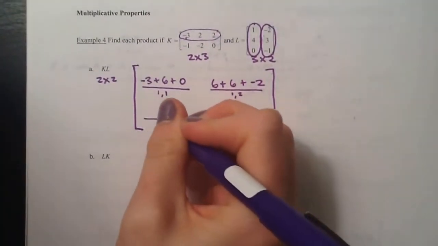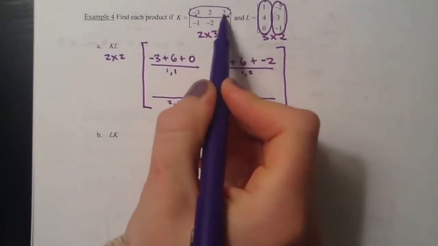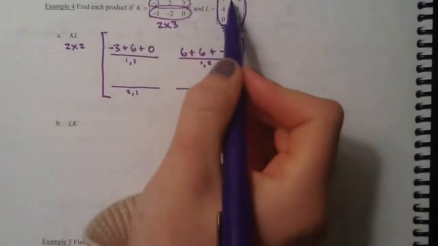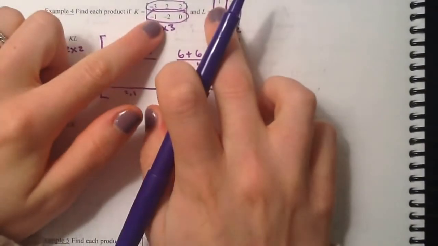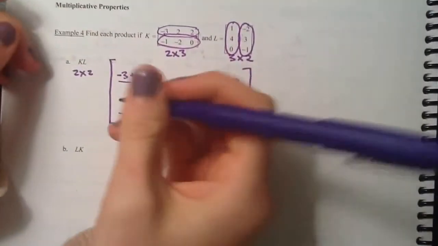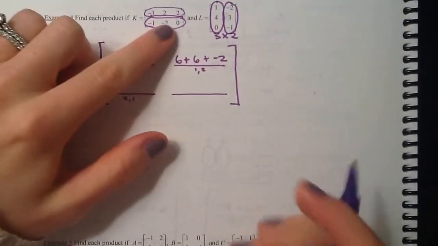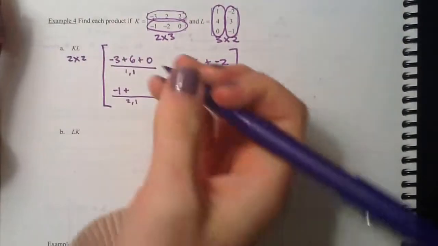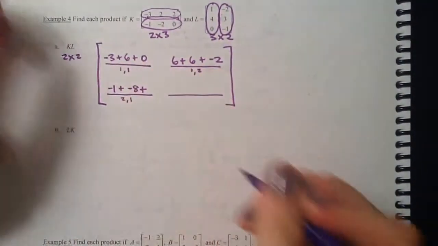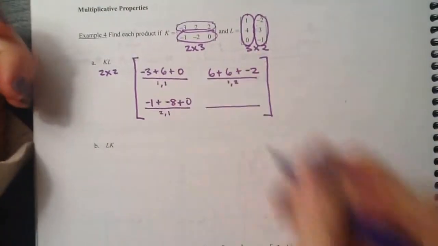Okay, move down to the next row. Now I'm in row 2. I'm back in column 1. So I'm going to use row 2 right here times column 1, match them up and multiply them. -1 times +1 is -1. -2 times +4 is -8. 0 times 0 is 0.